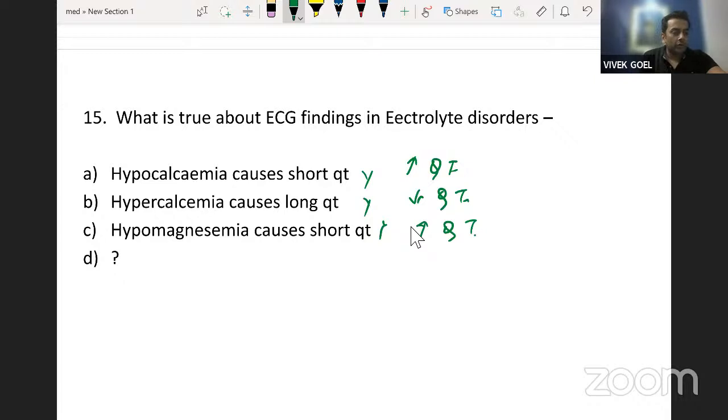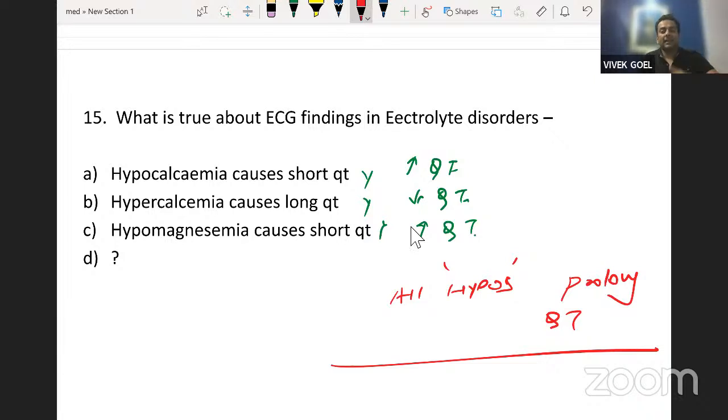And I have not yet got the fourth option. If somebody has it, please give it to me right now. So please remember this famous dictum: all hypos prolong QT. Whether it is hypocalcemia, hypokalemia, or hypomagnesemia, all hypos prolong QT. Whatever the fourth option was, that was the correct answer. Am I clear? Any doubt?